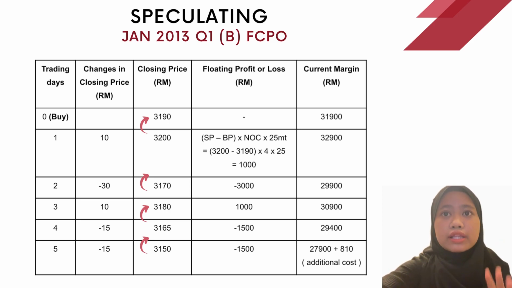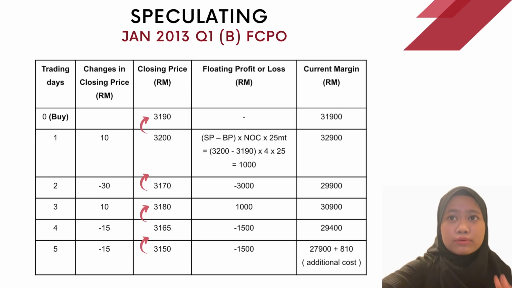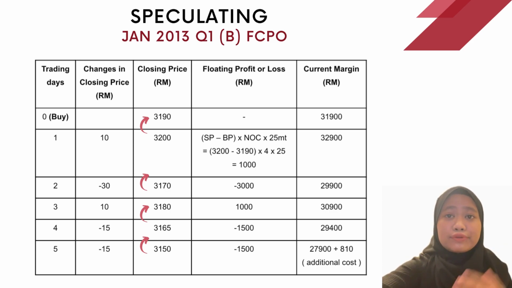which is 3,200 minus 30, and we will get 3,170. And the same goes for the others. If positive, we will add, but if negative, we have to subtract.